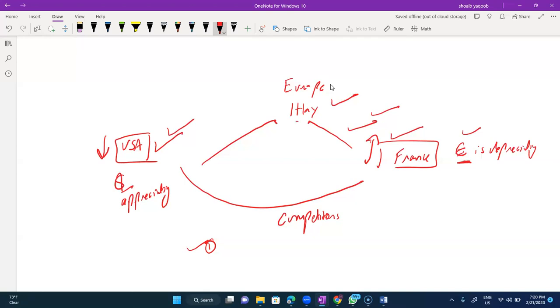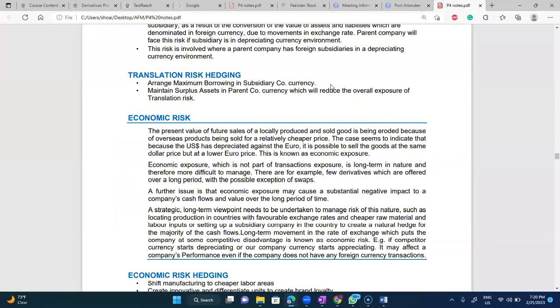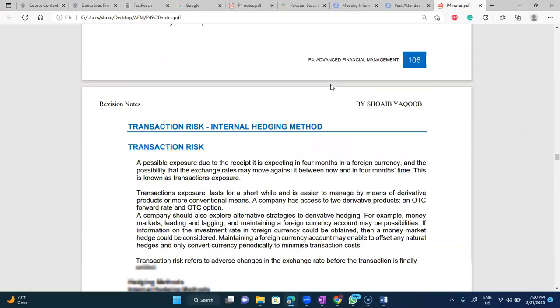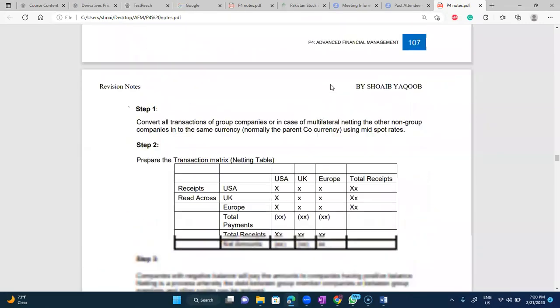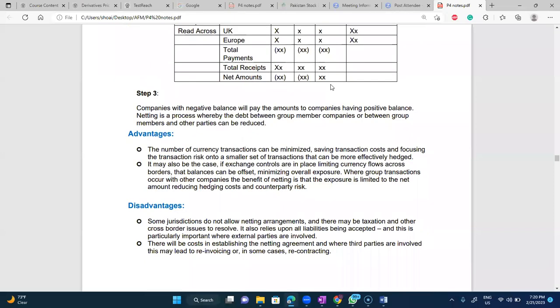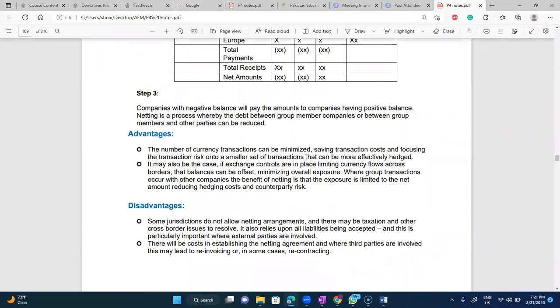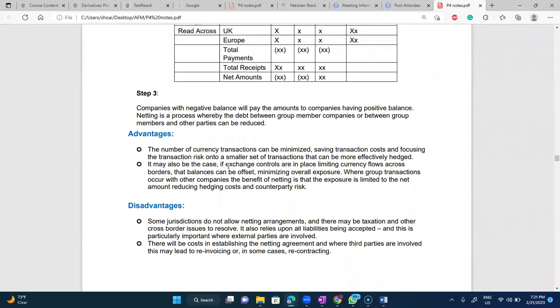You need to know what is economic risk and what is translation risk. Okay, transaction risk, these are the hedging methods. Netting is important. Netting advantages and disadvantages are very, very important. You should know: the number of currency transactions can be minimized, saving transaction cost. Focusing the transaction risk onto a smaller set of transactions can be more cost effective.